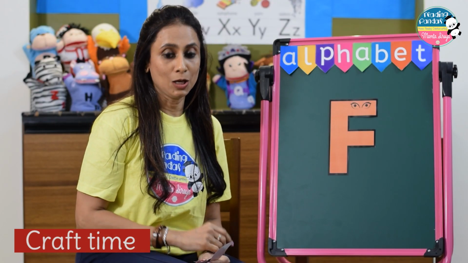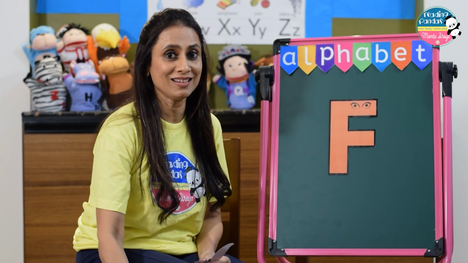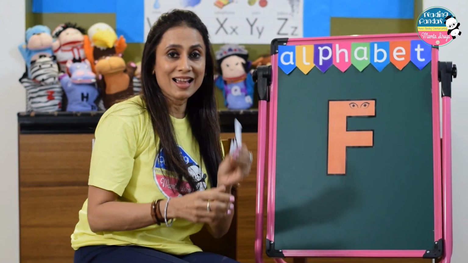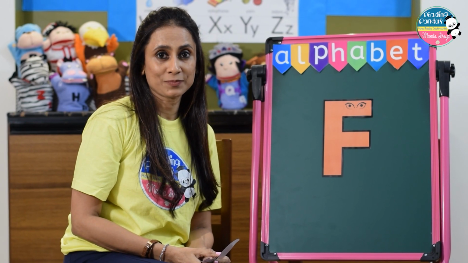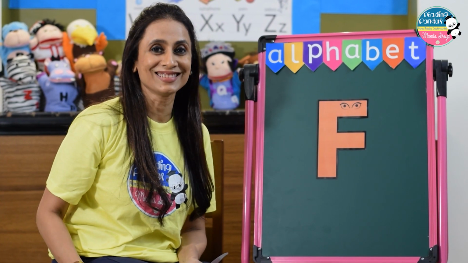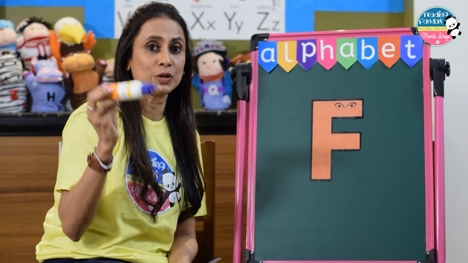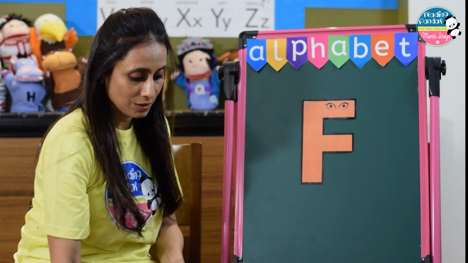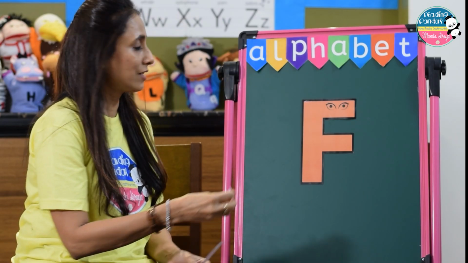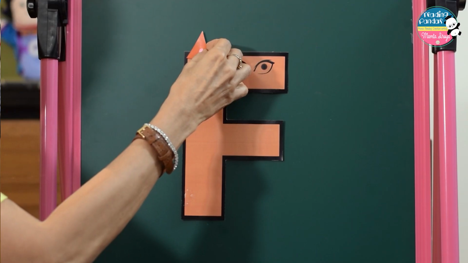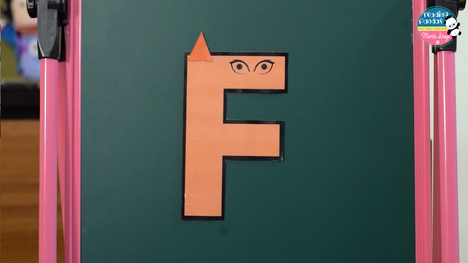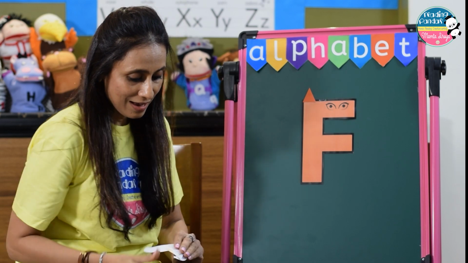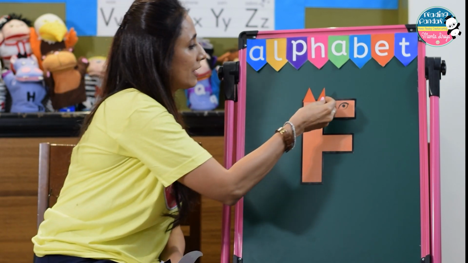So before we begin, make sure you have the glue handy, the letter F which has been cut and colored, and the cutouts for the craft. So if you're ready, then let's begin. Okay, so first what we are going to do is take some glue and put some glue here, and we are going to give this letter F one ear, and then let's take some more glue here.